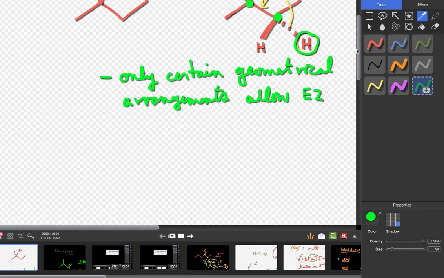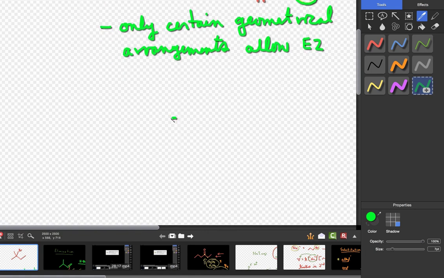These 4 atoms must be arranged, number 1, in the same plane. And number 2, the leaving group and the hydrogen that's abstracted must be anti relative to one another. So this arrangement is better known as anti-periplanar, meaning in the same plane.